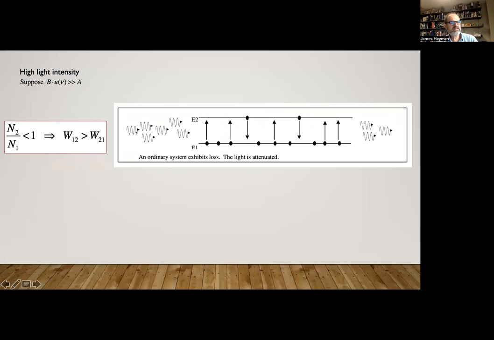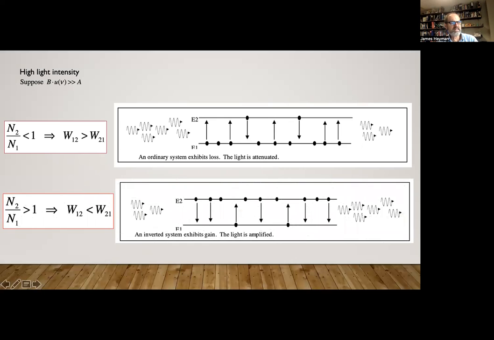Then when light interacts with our system, we're more likely to absorb a photon than we are to drive stimulated emission, simply because there are more atoms in the lower state than there are in the upper state. As a result, when light passes through our system, it will predominantly be absorbed. And so the light that comes out will be weaker than the light that went in, because the light has been absorbed to drive absorption from level 1 to level 2.